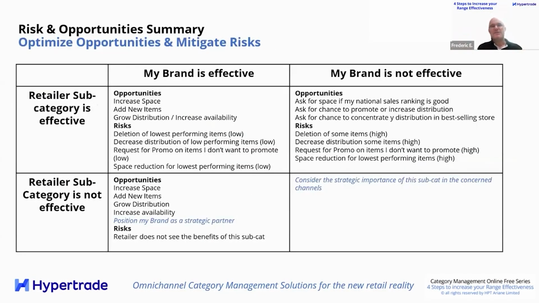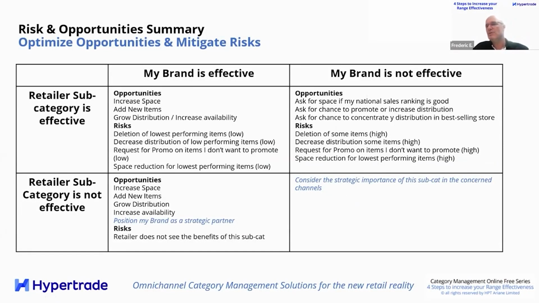This risk analysis, once again, is going to be summarized in a very simple 4 scenario cases. My brand is effective or my brand is not effective. The retailer subcategory is effective or it's not effective. And at a high level, I can see, first of all, that this lower right quadrant, well, is a question mark for me as a brand, right?